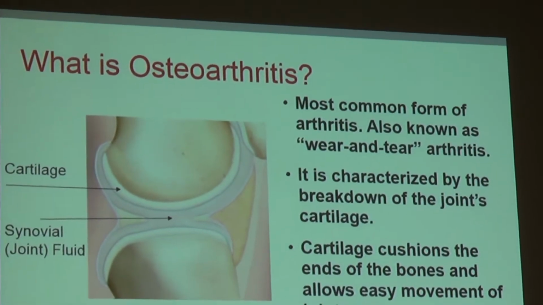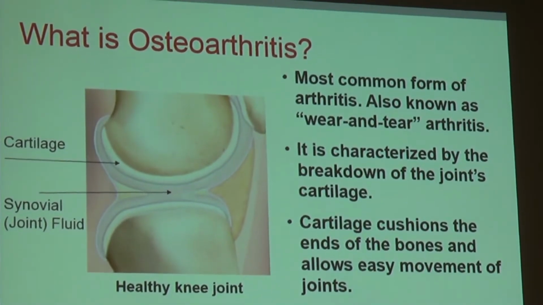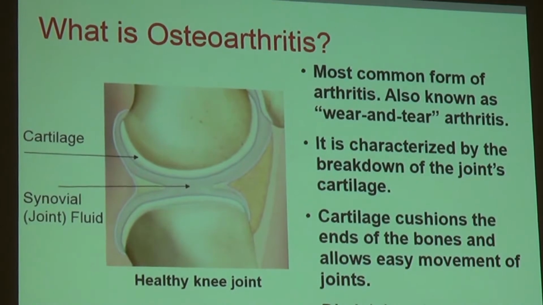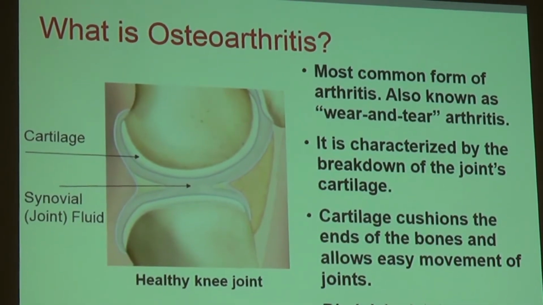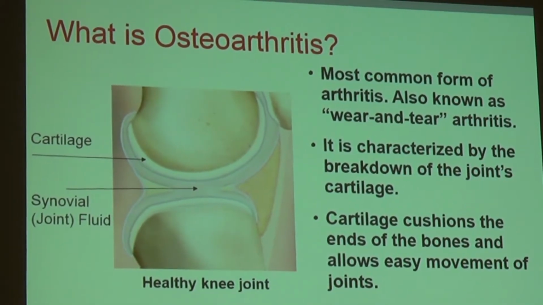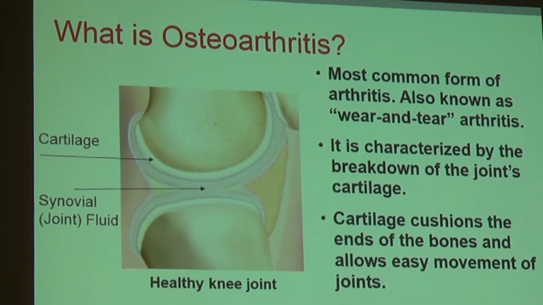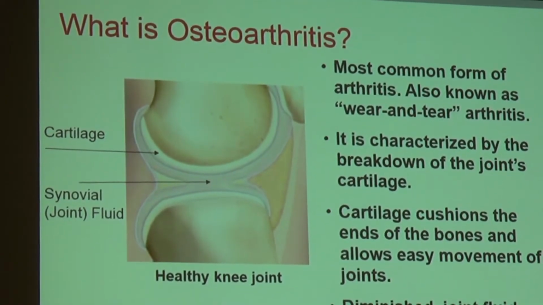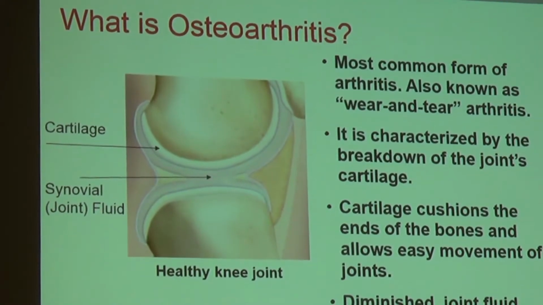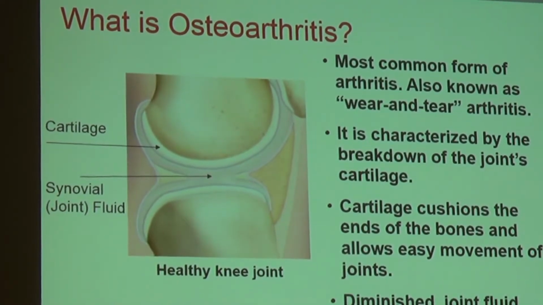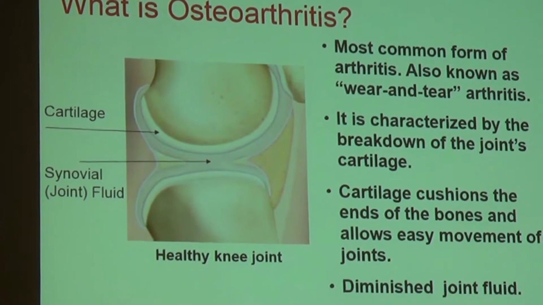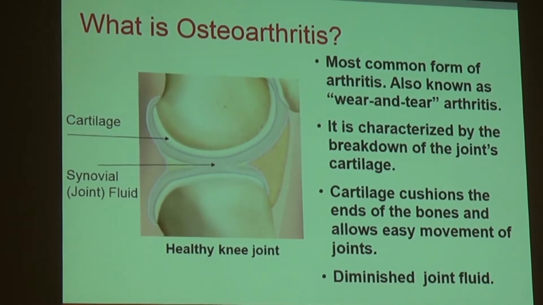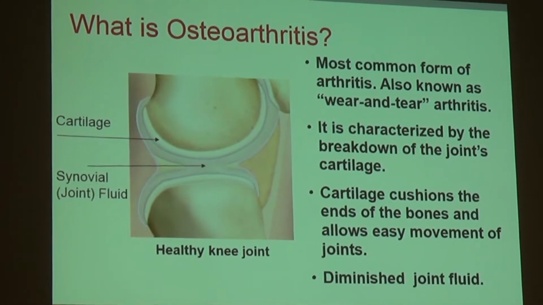So what is osteoarthritis? Again, it's the most common form of arthritis, and it's also known as wear and tear arthritis. It's characterized by the breakdown of the joint's cartilage, and the cartilage cushions the ends of the bones and is what allows for easy movement of the joints. It also is characterized by diminished joint fluid. So this diagram here shows a healthy knee joint. You can see the cartilage is intact and there's a lot of healthy synovial or joint fluid there.